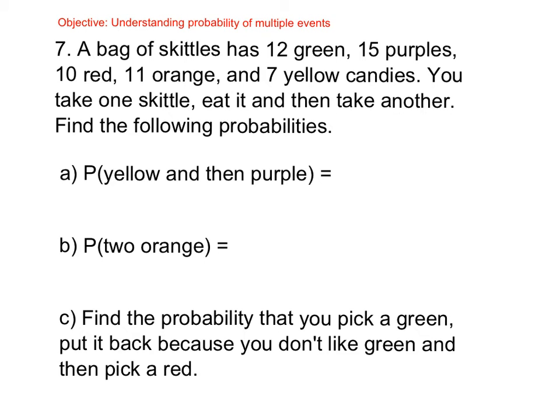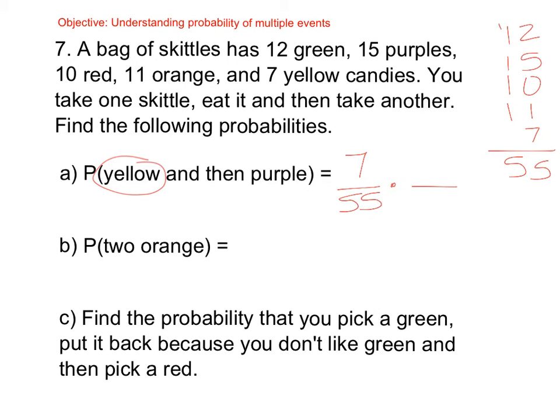We need our total. So let's add up. I have 12, 15, 10, 11, and 7. Let's see. That is 8, 10, 15. Carry the 1. 1, 2, 3, 4, 5. So 55 is on the bottom. Now we have two things we're doing, right? We're starting with yellow. How many yellows are there? 7. Now here's where it gets tricky. We already took a yellow and we ate it. How many are left? We now have 54 Skittles left.